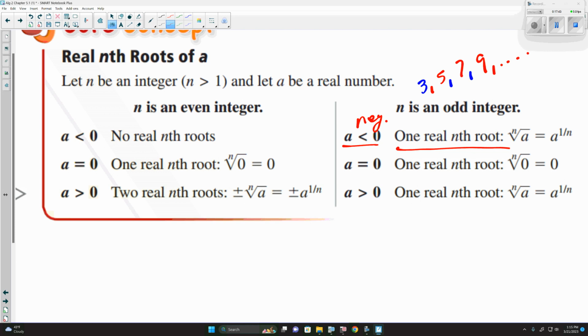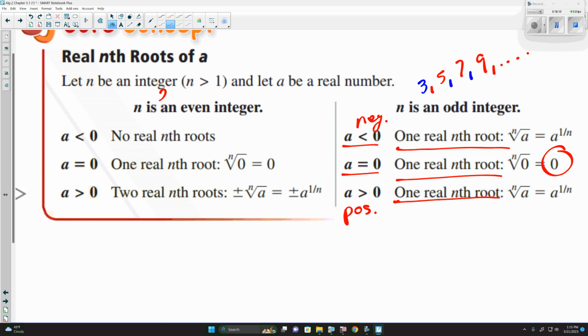If we take the odd root of 0, when a is 0, well, we have one real root, and it is 0. And the last one, if we take the odd root of a positive number, we have one real root. So really, if we take the odd root of any number, we have one real root, and whatever that is.